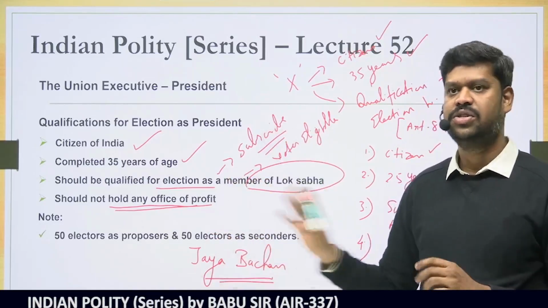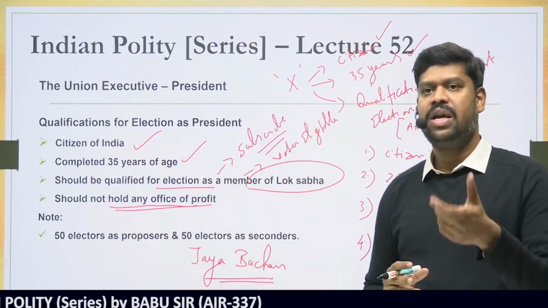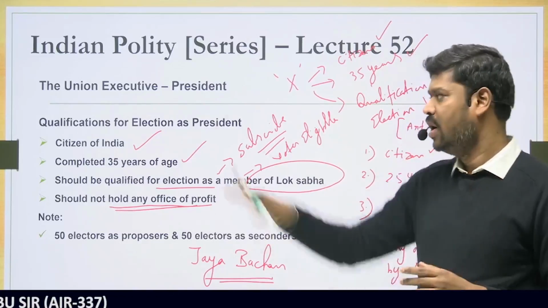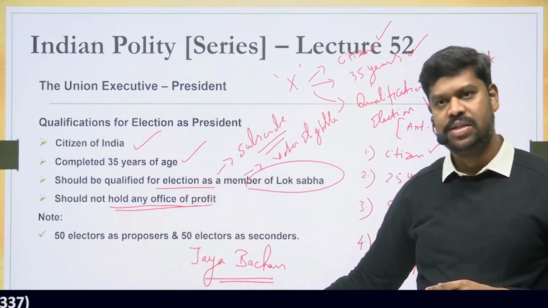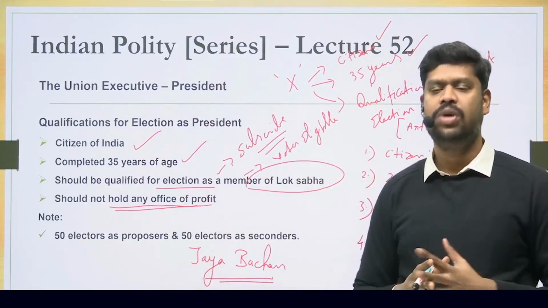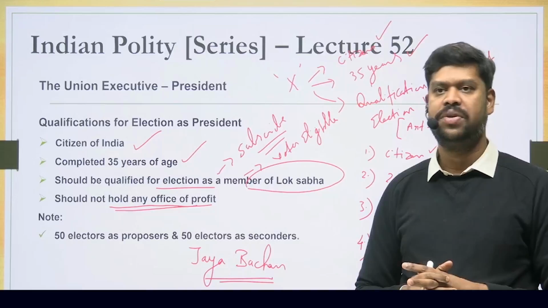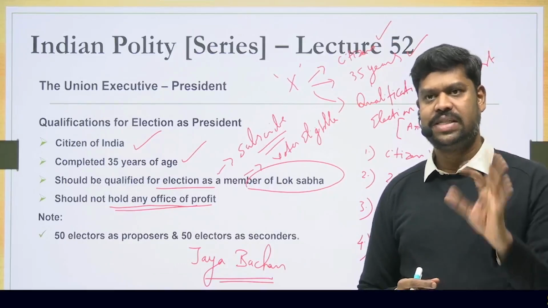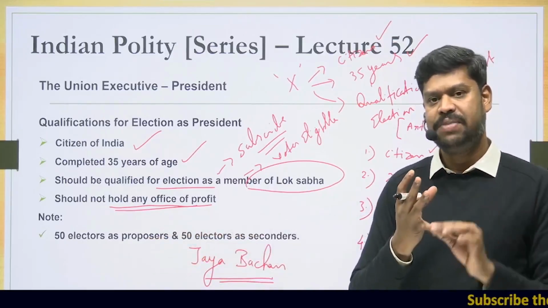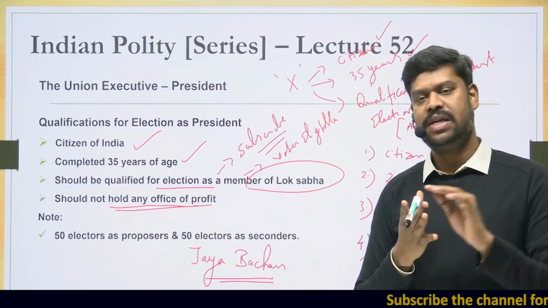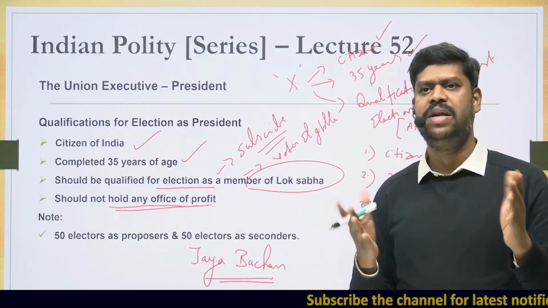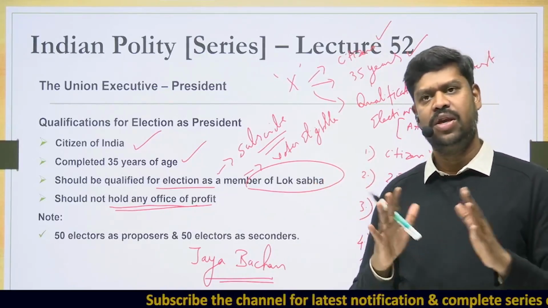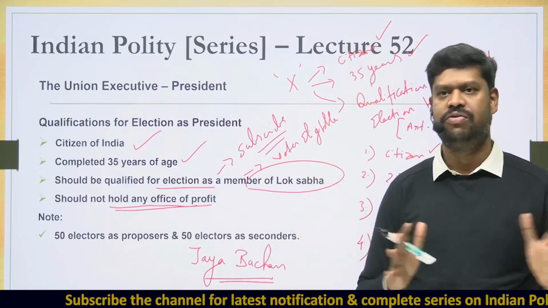And then his candidature should also be supported by 50 electors in the electoral college as proposers and 50 electors as seconders. So only when a candidate fulfills all these conditions is he eligible to contest election to the office of the president. This is the understanding you should have. However, what is the exception to the office of profit? A sitting president, a sitting vice president, sitting council of ministers or sitting ministers, be it at the central level or the state level, and the sitting governors in any of the states, don't have to resign from their office even if it is an office of profit.